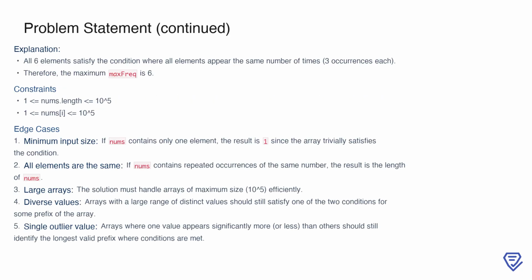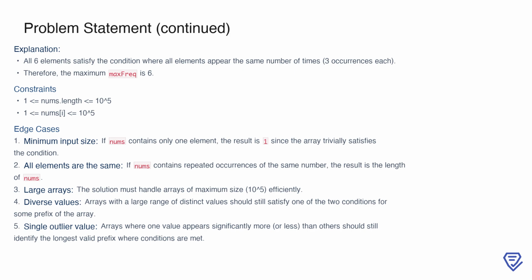In the third example, the input array is 1, 1, 1, 2, 2, 2. The output is 6. Here, all 6 elements satisfy the condition where each number appears the same number of times, which is 3 occurrences for both 1 and 2. Because the entire array forms a valid prefix that meets the criteria, the maximum value of max frequency is 6.